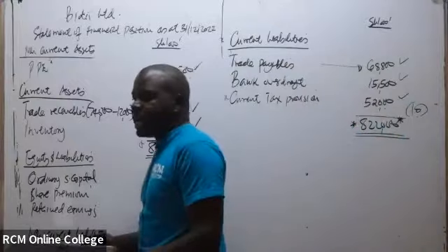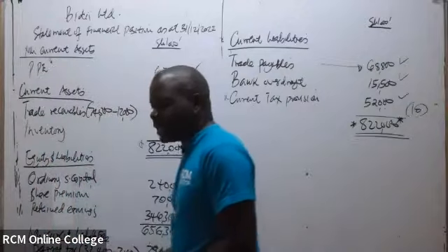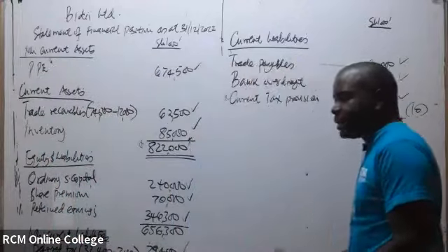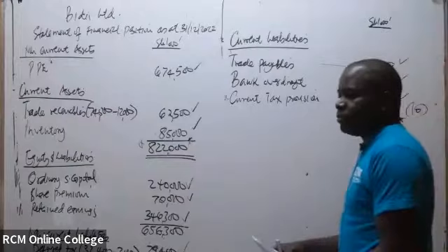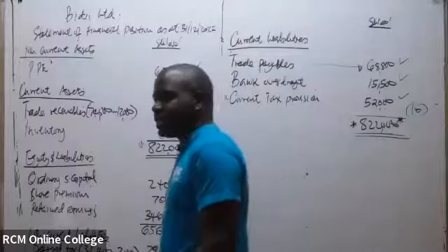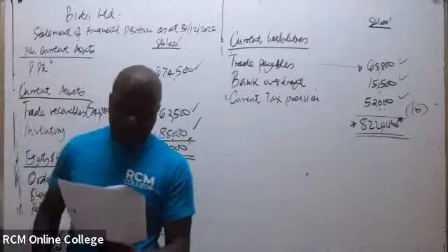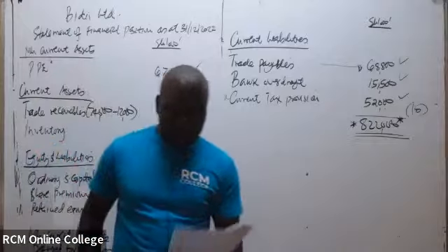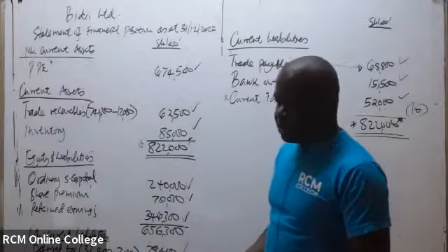Alex Kirimi is asking how we treat the current tax balance in the trial balance. So what did we say we treat it as? Who can remind us? The current tax balance in the trial balance, how did we say we treat it?